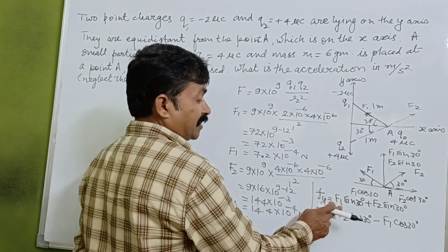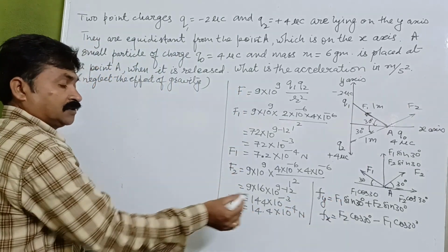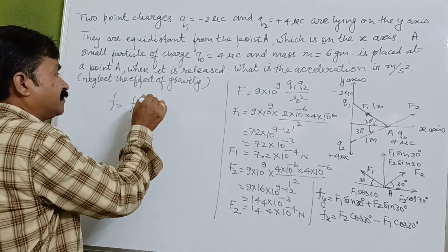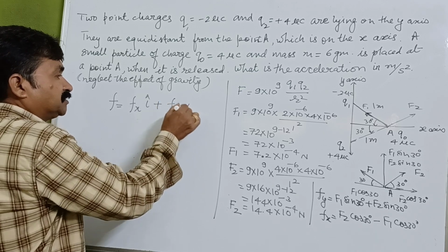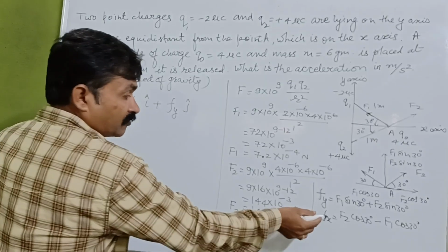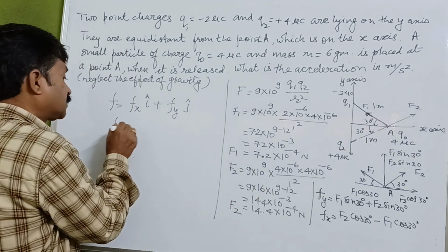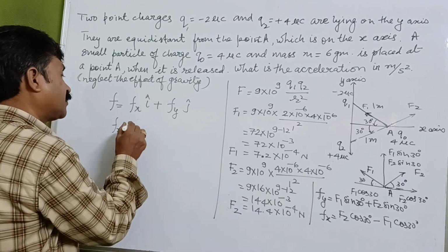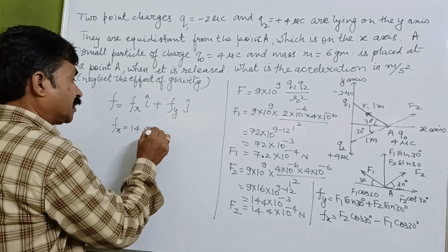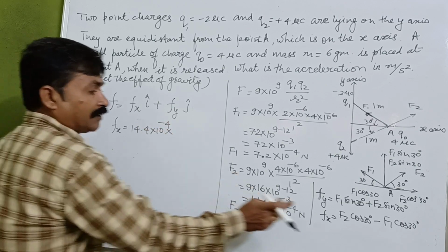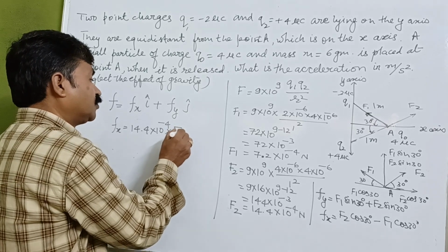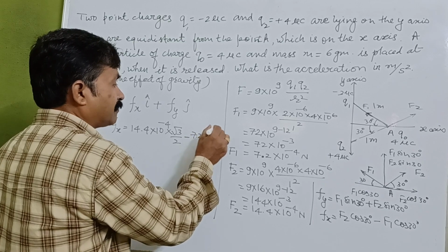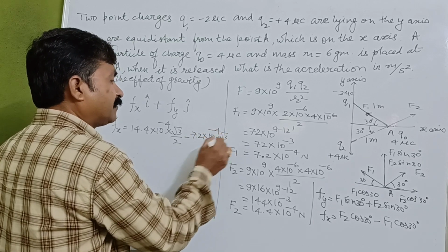Once we have got this, we can have this expression here. And finally the force which is acting, that we can take as Fx i cap plus Fy j cap. So first of all we will calculate Fx. Fx will be given by cos 30, which means root 3 by 2. F2 we have got as 14.4 into 10 raised to the power minus 4 into the value of cos 30, that is root 3 by 2, minus F1, that we know is 7.2 into 10 raised to the power minus 4, into, again, root 3 by 2.